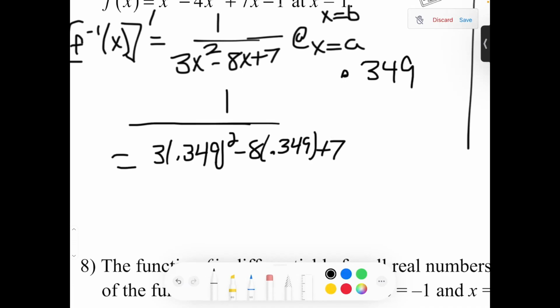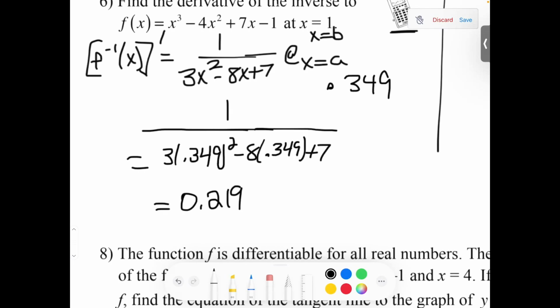They're not going to want you to do that without a calculator. And when you do type that in the calculator, we get an answer of approximately 0.219. And that would be our derivative at x equals 1 of the inverse function.